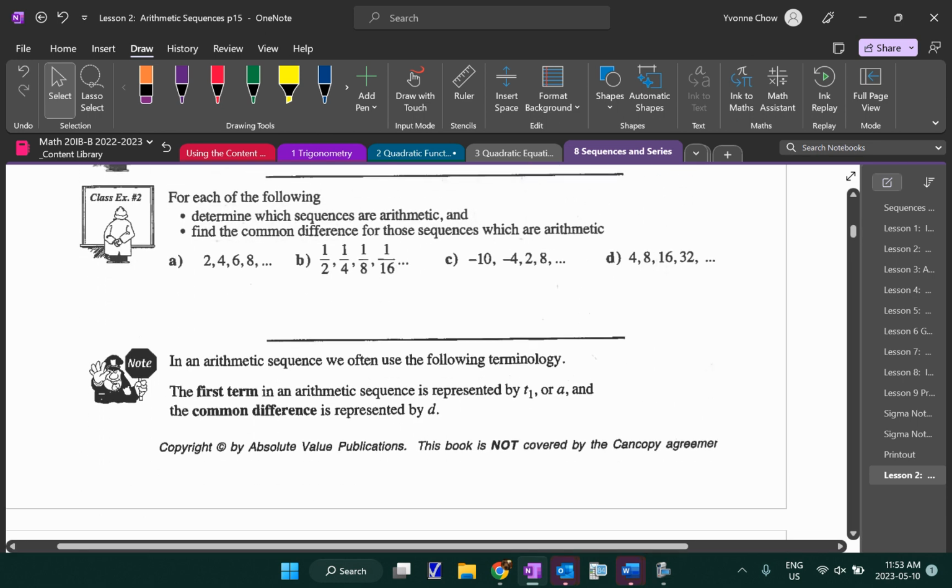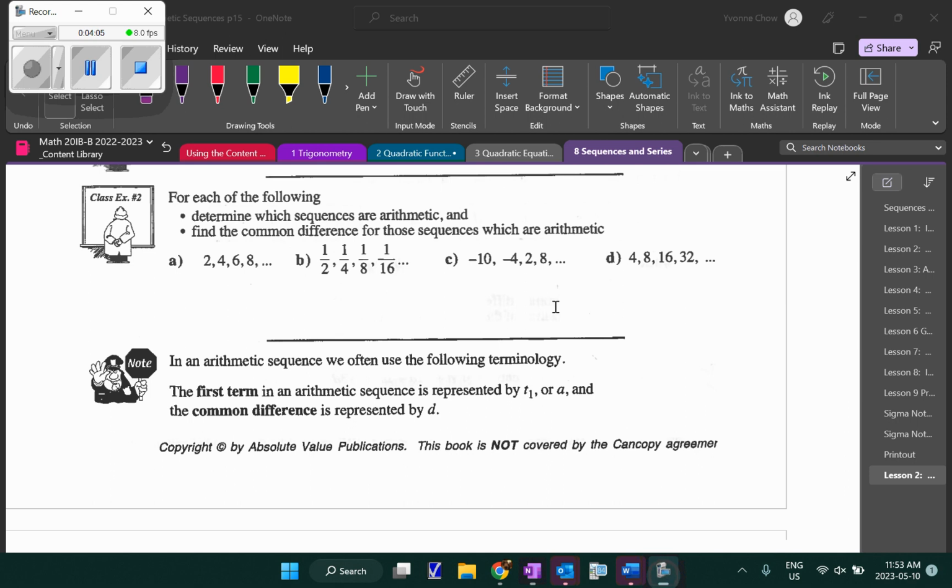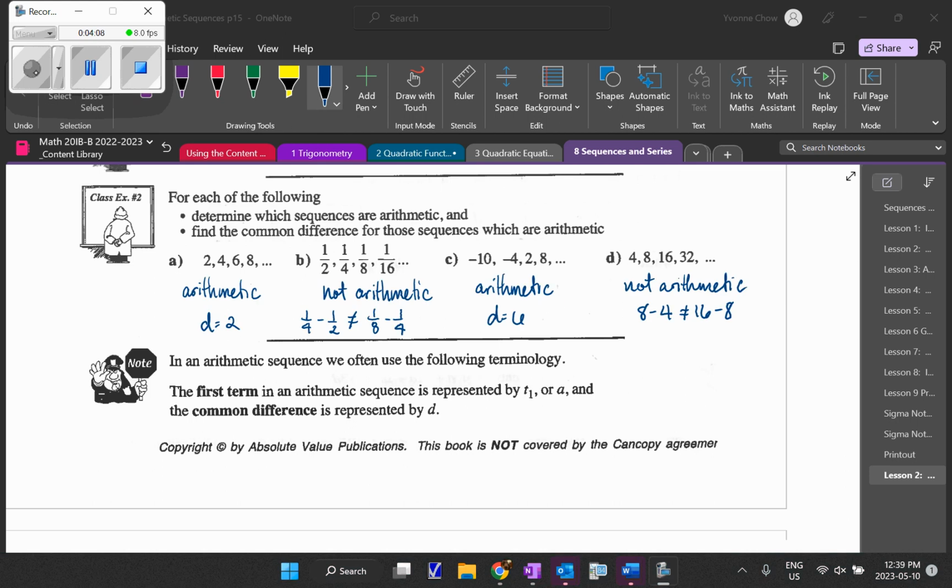Okay, take a moment, hit pause, and fill in the answers for class example number 2. If we take a look at the first one, we have 2, 4, 6, 8, even numbers, and that is arithmetic, because we have a common difference of 2 that we are adding each time. For B, it is not arithmetic, because the difference between 1/2 and 1/4 is not the same as the difference between 1/4 and 1/8.